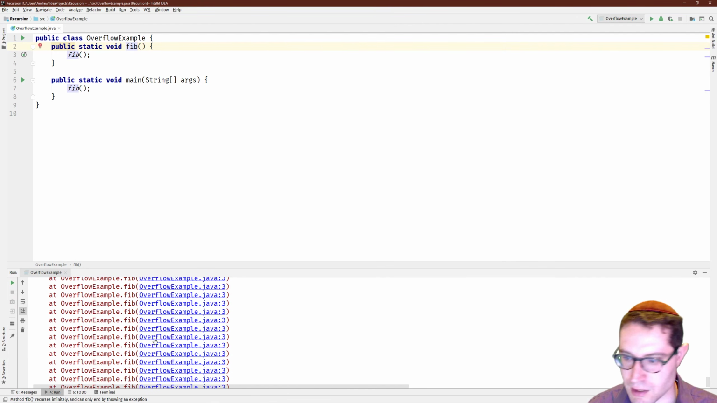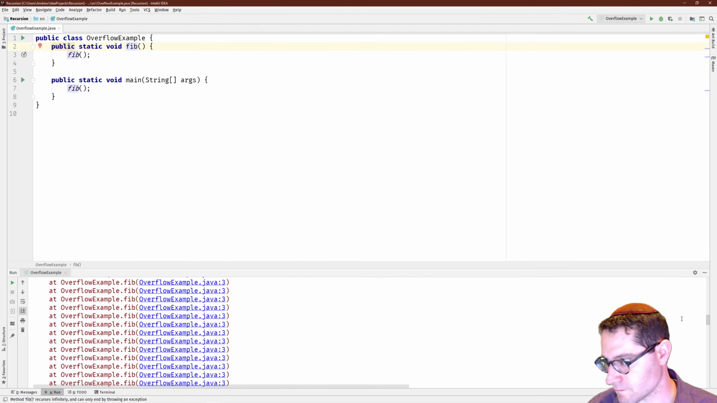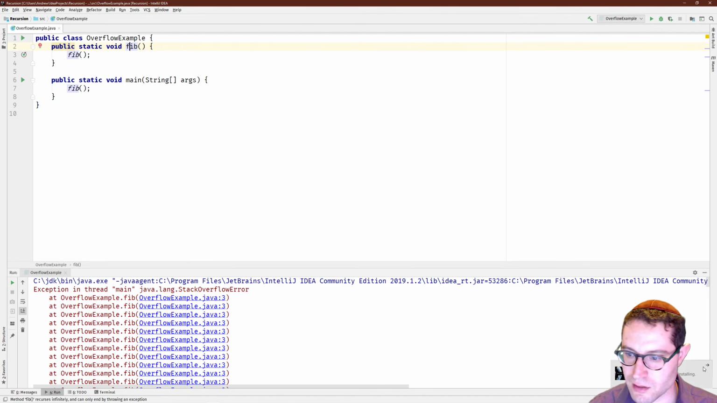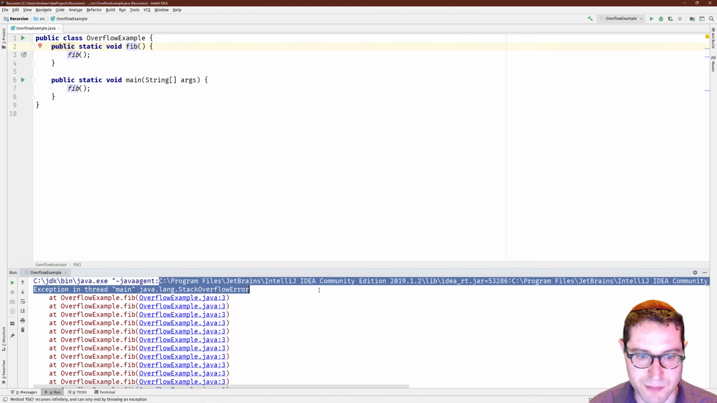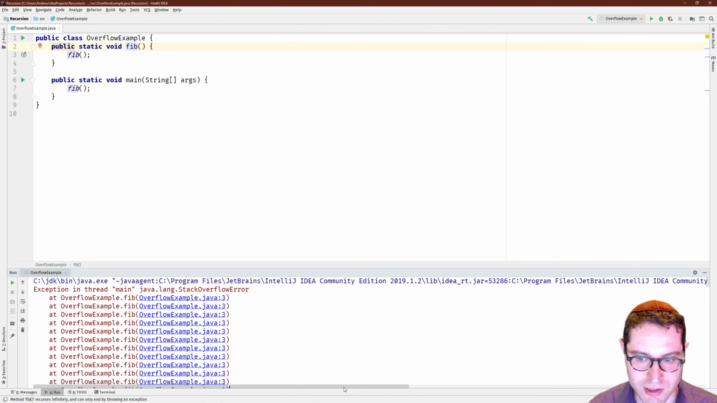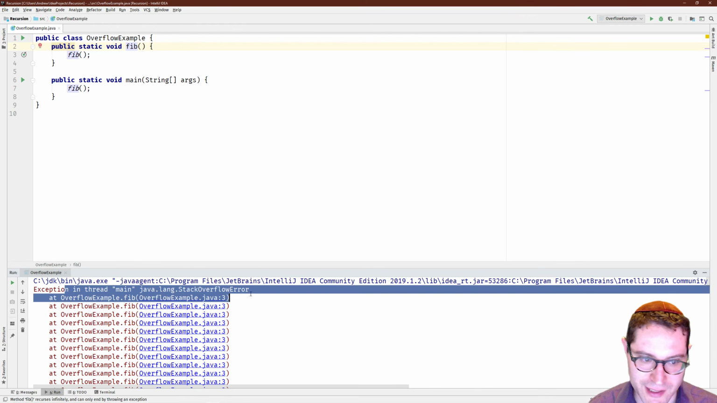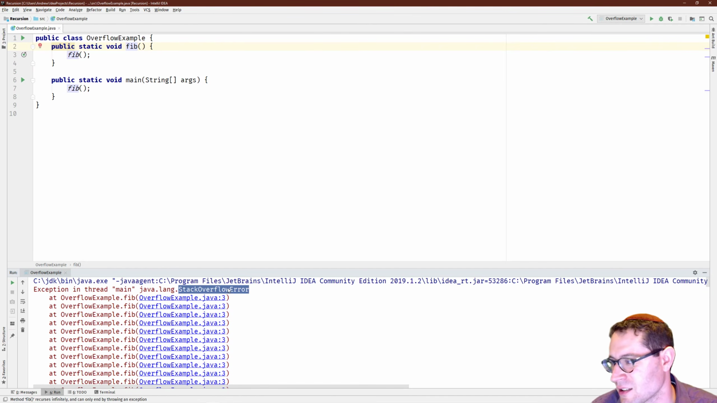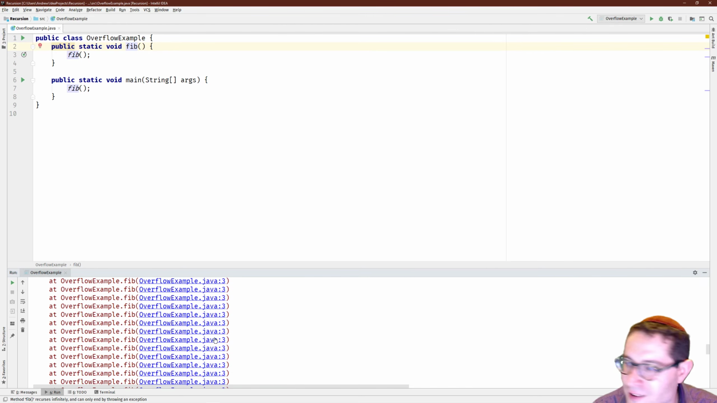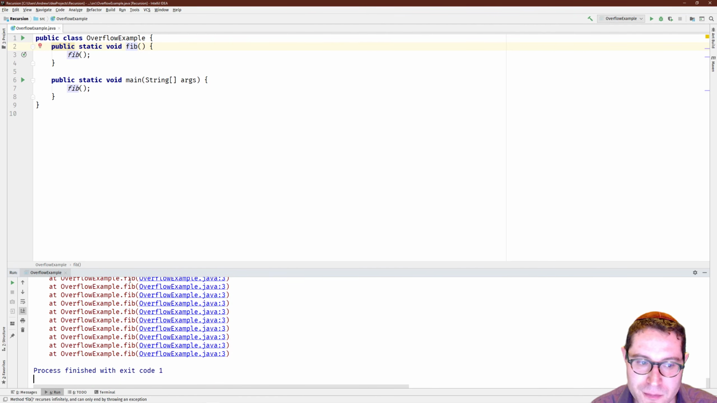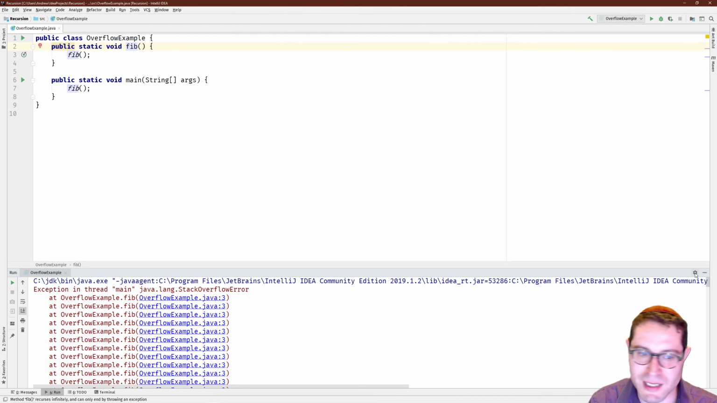Oh, this is really big output. It says, JetBrains IntelliJ IDE Community Edition, exception in thread main java.lang.StackOverflowError, not exception, error, at all these calls. And the reason there are so many lines like this is that it's saying that basically fib called fib called fib called fib called fib until we got a stack overflow error.